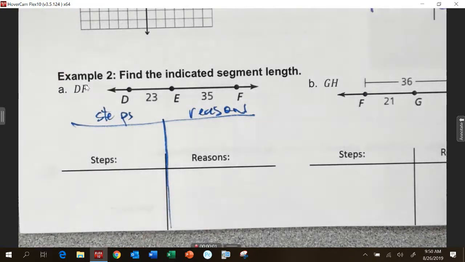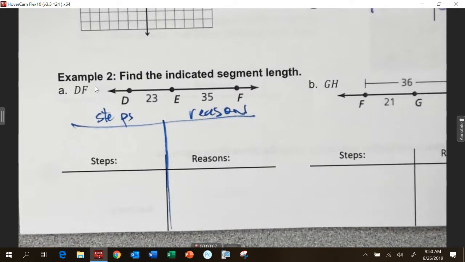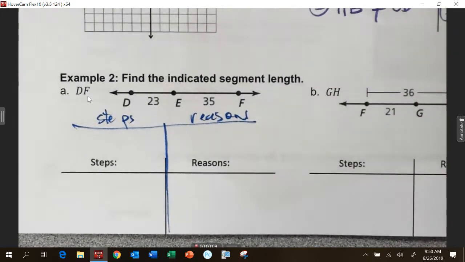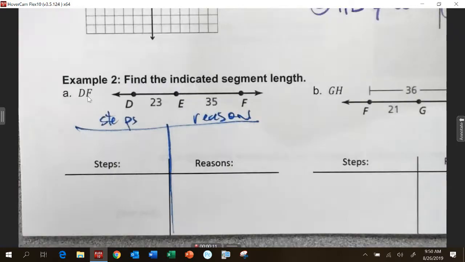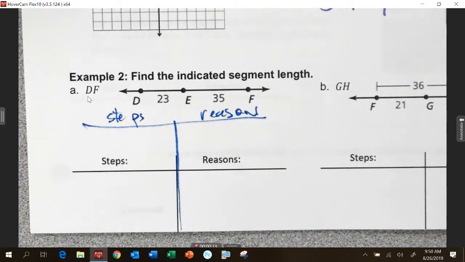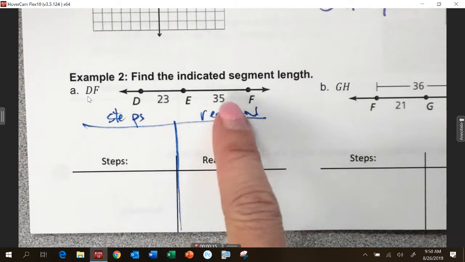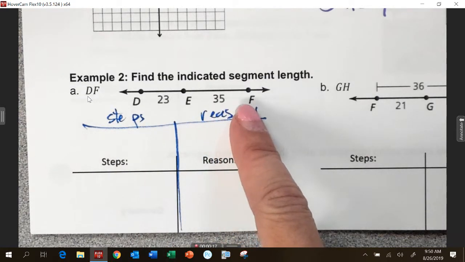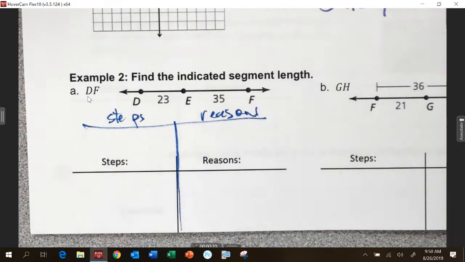So it's asking us to find the segment length of DF because there's not a line above it. That means the measurement. So that's where it's telling us what to find. How many people know the answer already? From D to F, how many people know the answer from D to F already? Yeah. What are you really doing to get D to F? Hayden, Lockhart, what are you doing?